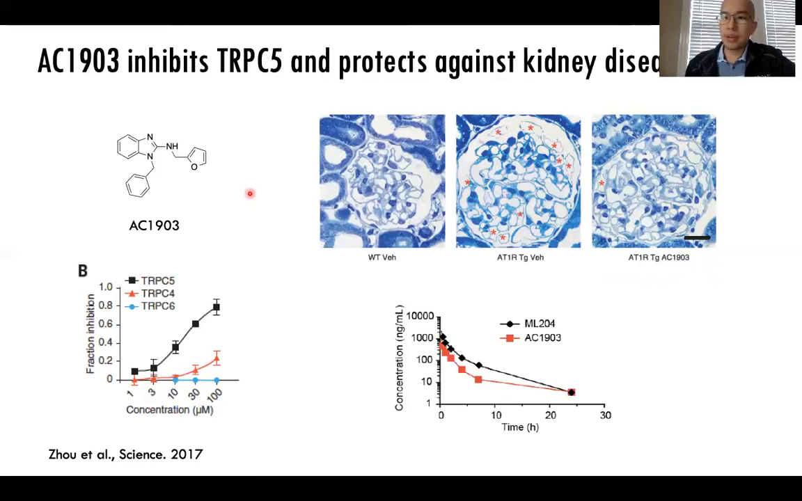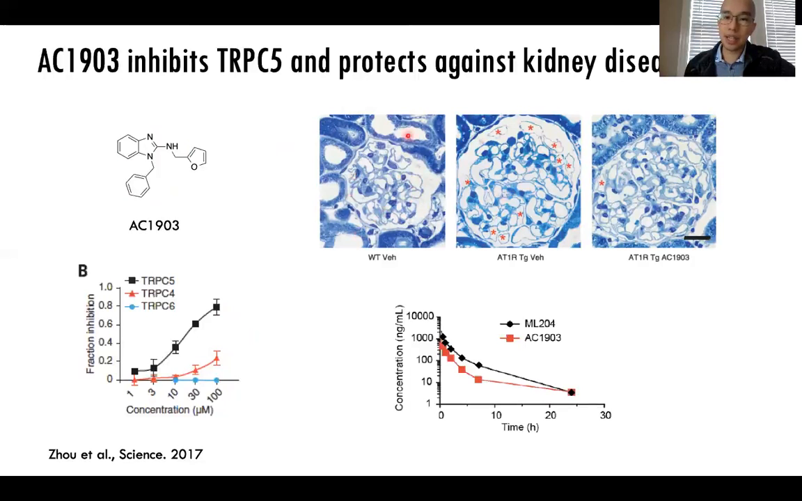So 3 years ago now, our group found a molecule that is able to inhibit TRPC5. So even though we showed that genetic deletion of TRPC5 is protective against kidney disease, obviously genetic deletion is not currently a viable therapeutic approach, which really led us to pursue small molecule inhibitors. And so we found this molecule called AC1903, which inhibits TRPC5 selectively over very related family members, TRPC4 and TRPC6.